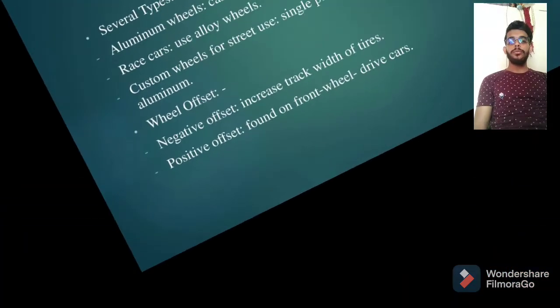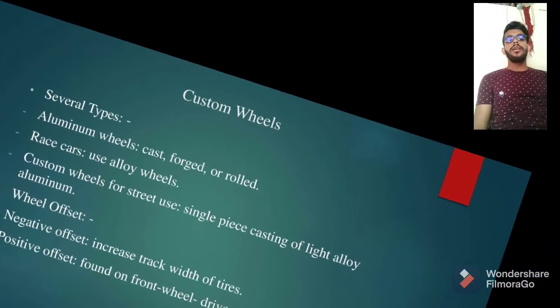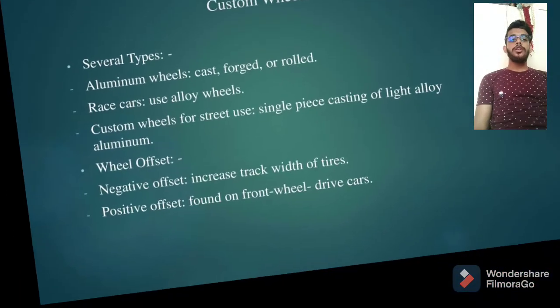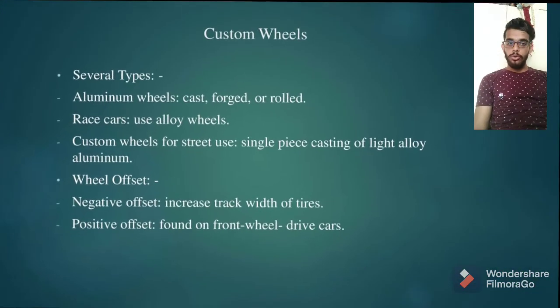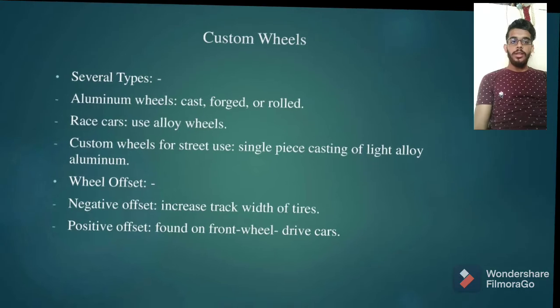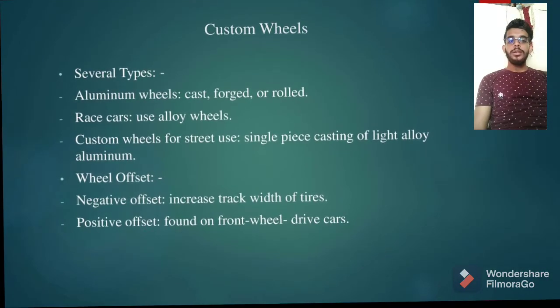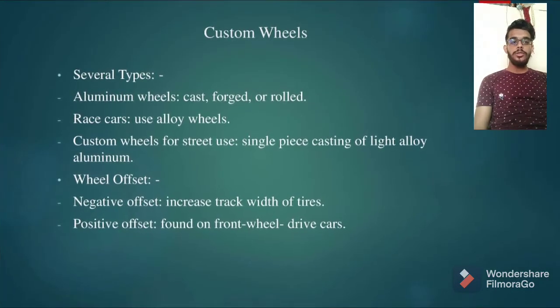Next point is custom wheels. Several types. In these there are three types. Aluminum wheels, cast, forged or rolled. And second point is race car wheels. Third point is custom wheels for street use. Single piece casting of light alloy aluminum.